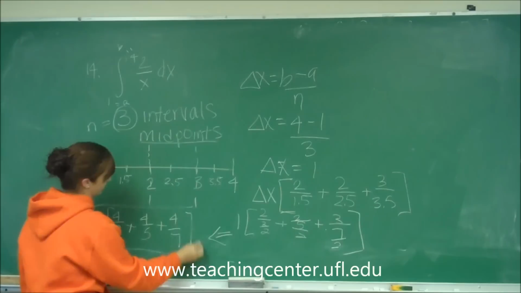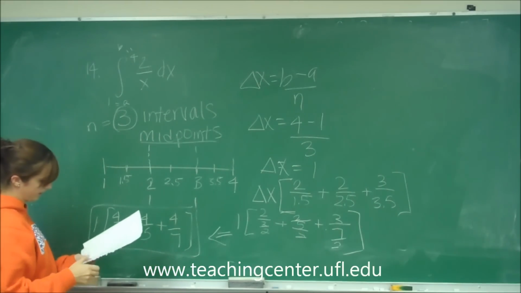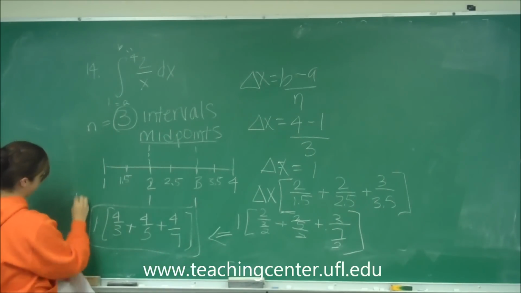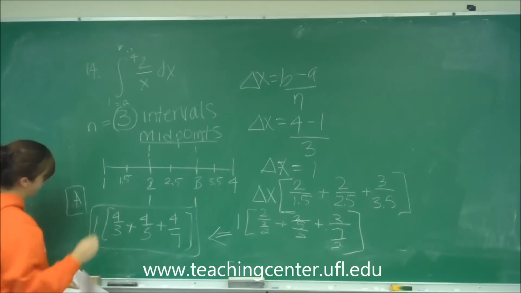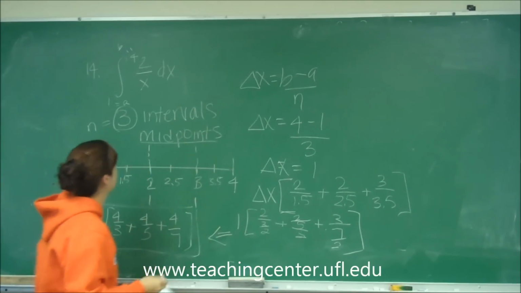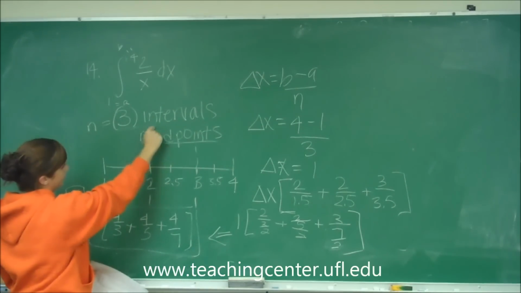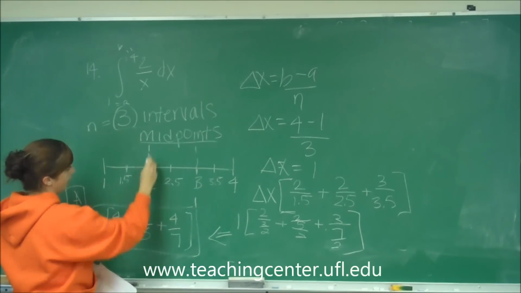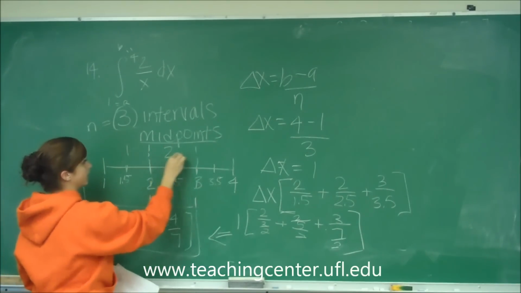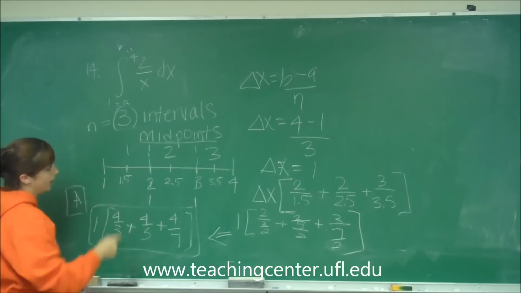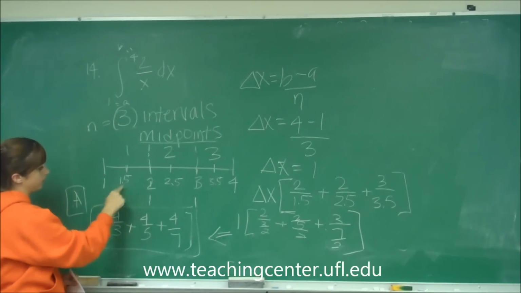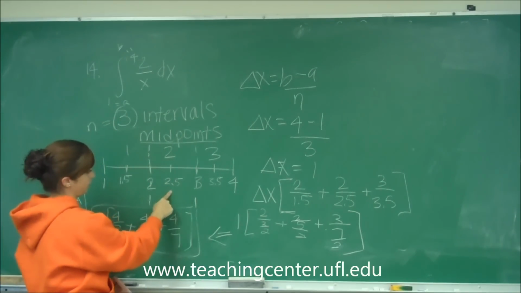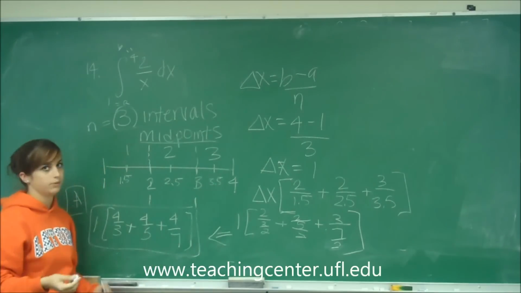And that is answer A. Just to review, we have this interval. They want 3 intervals with midpoints. So I make my number line from 1 to 4, and I split it into 3 equal subintervals. Then it says midpoint, so the midpoint between 1 and 2 is 1.5, 2 and 3 is 2.5, 3 and 4 is 3.5.